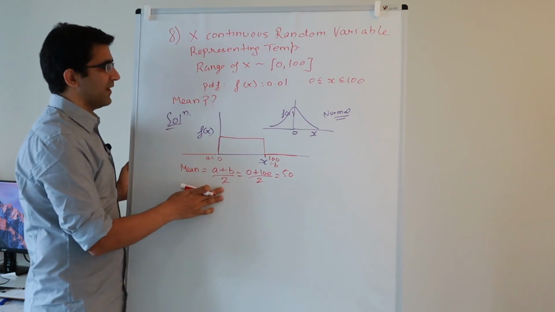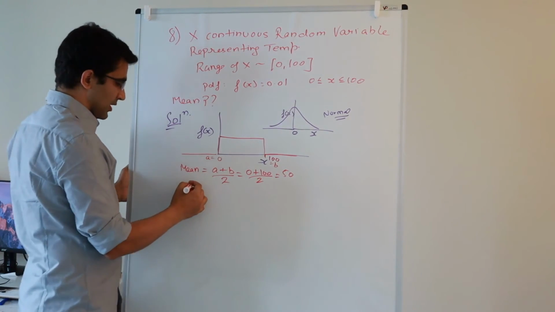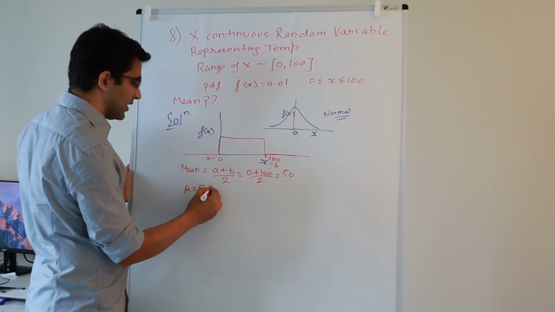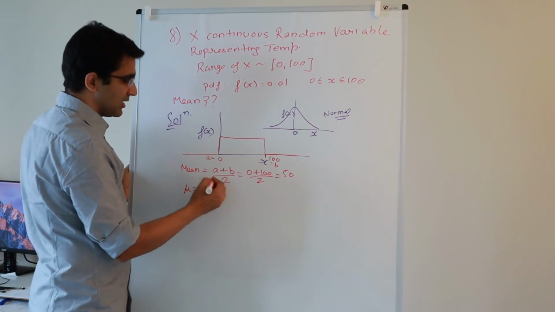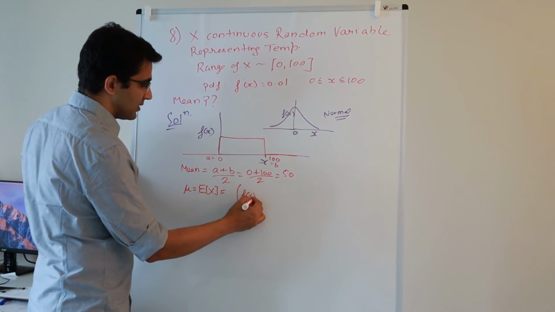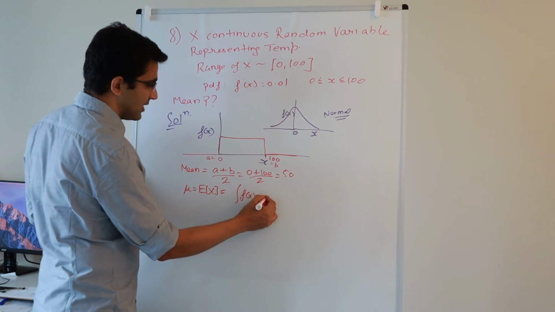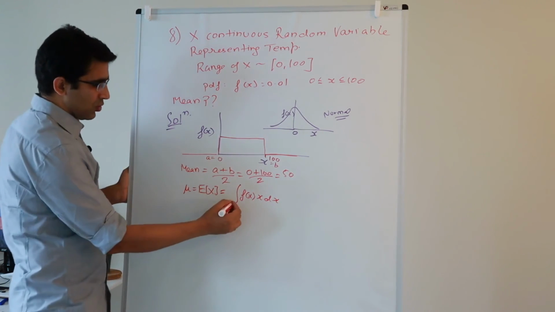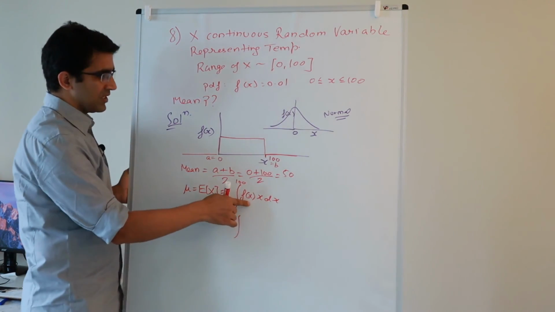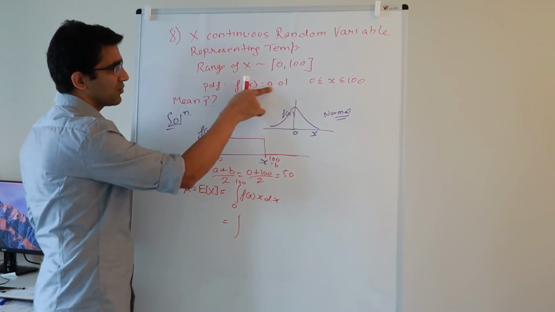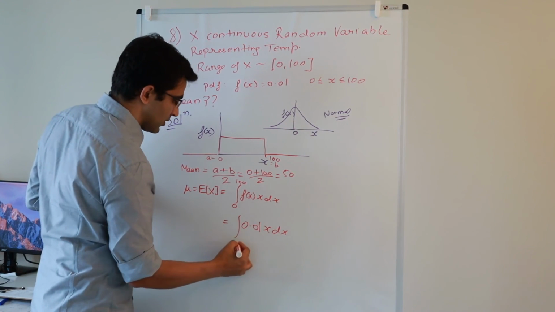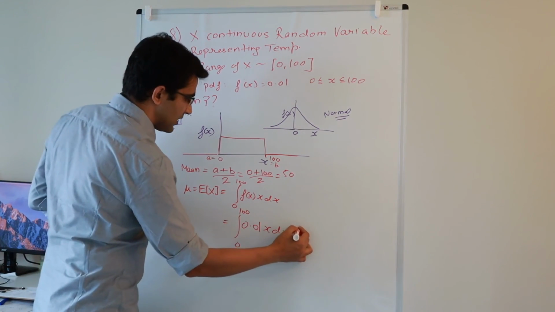Now, if you do not know this fact, you can still solve this question. If you know that the mean mu is equal to the expectation of the random variable x, which is equal to the integral of x f(x) dx, it will vary from 0 to 100 in this case. What is f(x) here? f(x) is given to you as a fixed value 0.01, so the integral of 0.01 x dx from 0 to 100. It is very easy to solve.